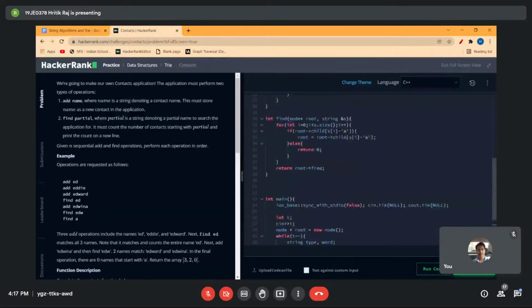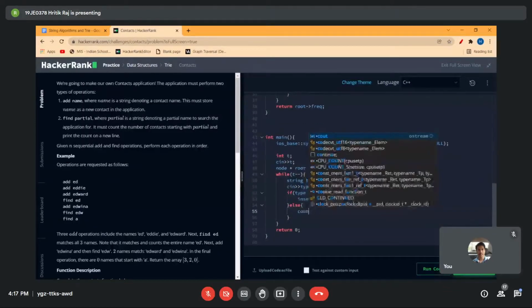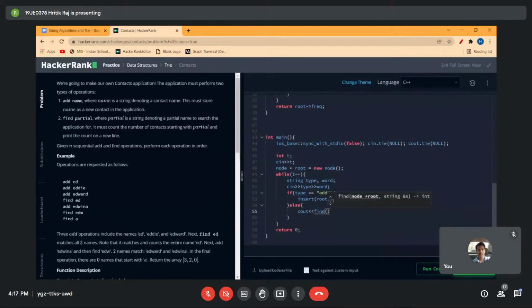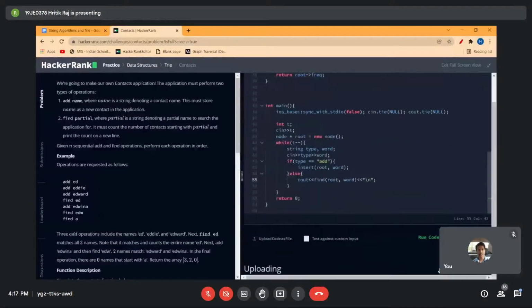Now here we will simply do the insert operation. We will pass root and word, and for find we will print the result with root and the word. Okay, so let's run the code.